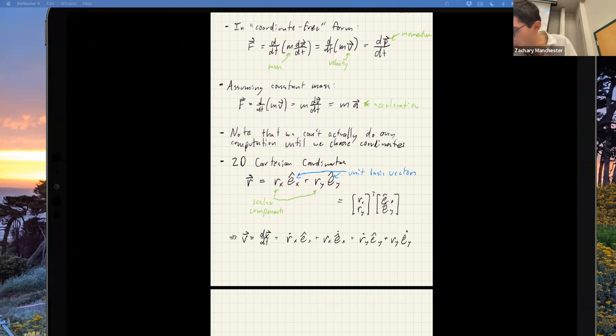A sort of obvious thing happens here, which is that the time derivatives of these basis vectors are zero. They're just sitting there fixed. So we can drop these guys out. And this then reduces to the obvious answer, which is just the stuff you're used to seeing.